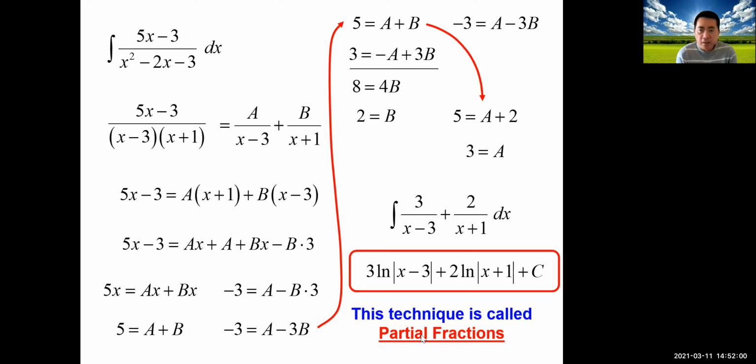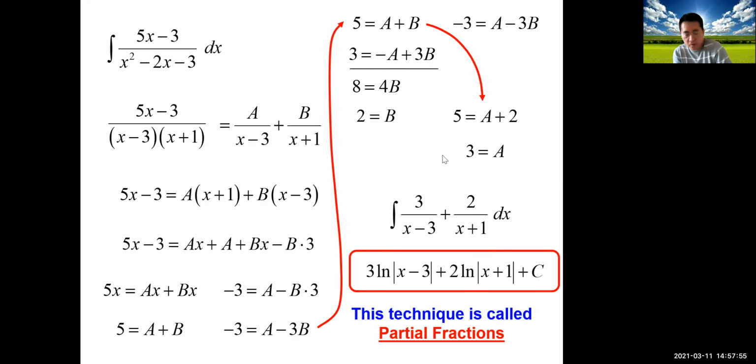Okay, so you can see from this example, the key is how we're going to separate them, right? From one fraction, separate into a sum of two smaller fractions. And so we need to know the form and how to do that. From there, the integration is actually simple.